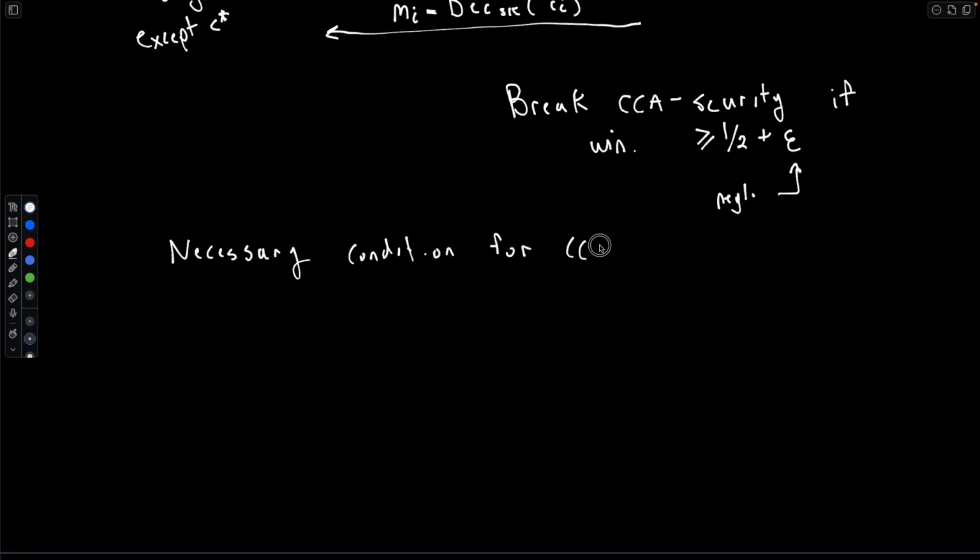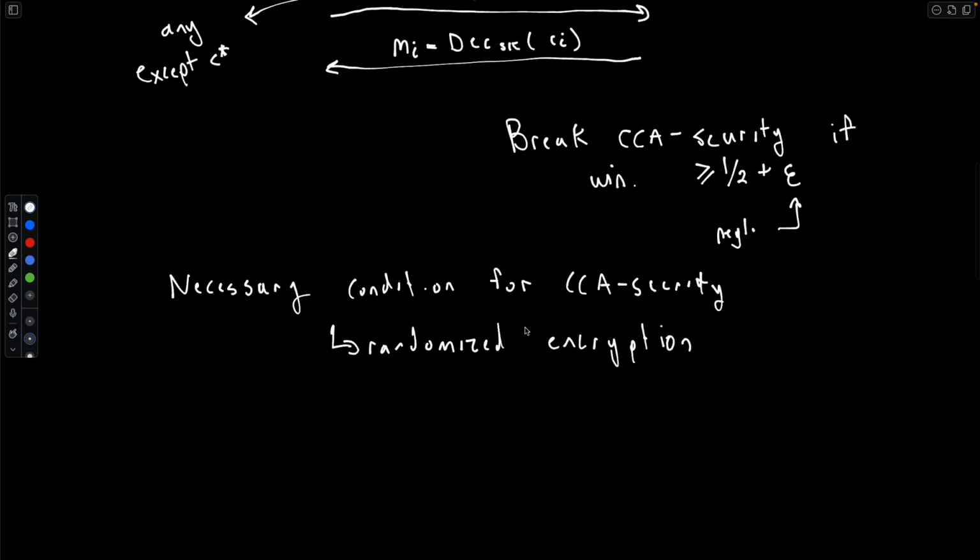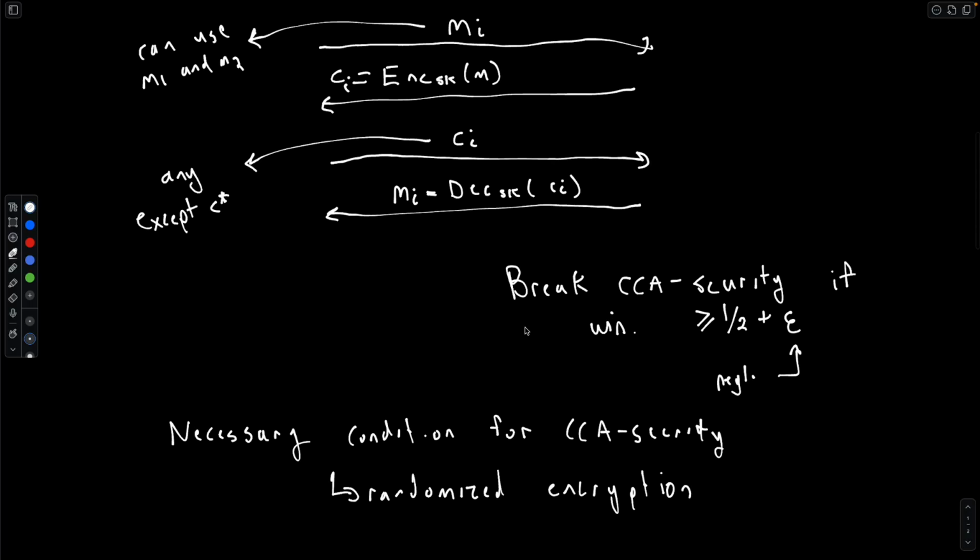So a necessary condition for CCA security is randomized encryption. If my encryption isn't randomized, if it always gives me the same ciphertext, I'm never going to meet this definition of CCA secure. Okay.